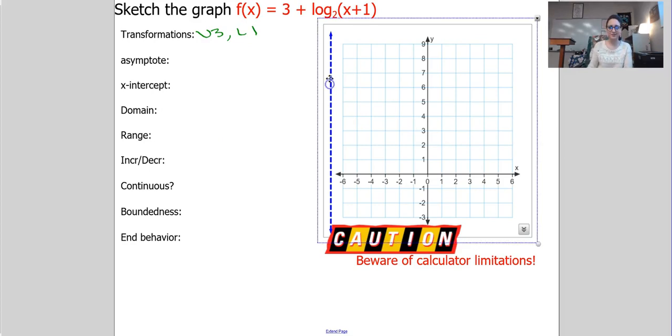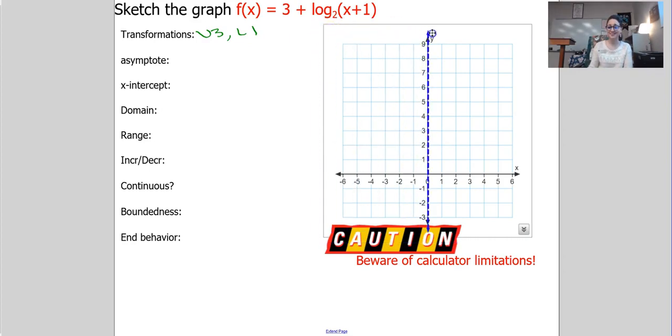So for the parent function, let me see if I can grab this line here. There we go. The parent function, we started here. This is where our asymptote was at x equals 0.